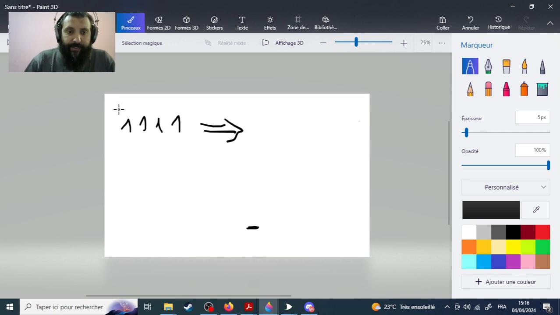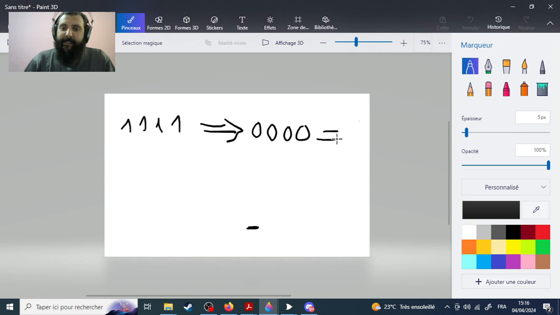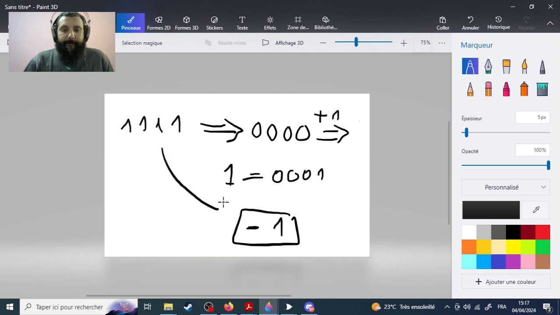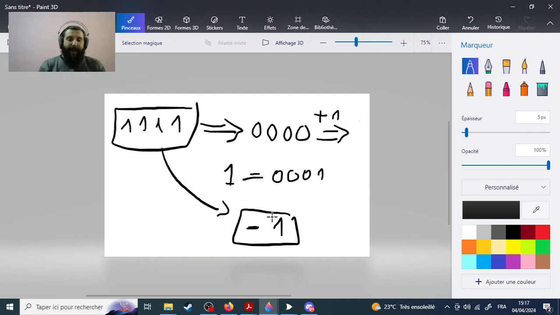We will invert this value, inverse its bits, each bit should be reversed. We have 1, 1, 1, 1, it becomes 0, 0, 0, 0. And these are exactly the same steps. And I will add a 1 here. It becomes 0, 0, 1. This value represents 1. That means this binary representation is -1. And this is the same here.